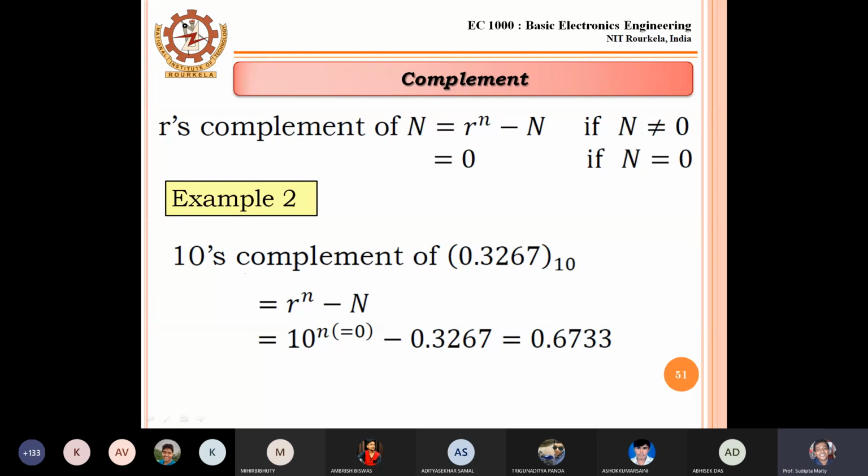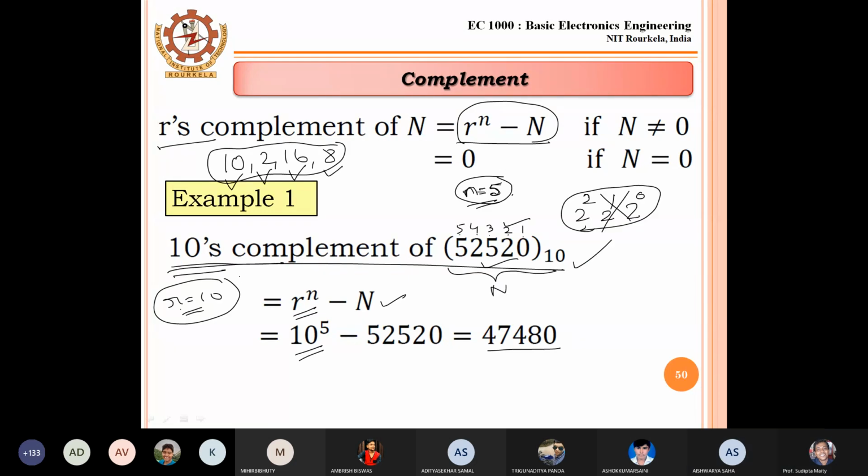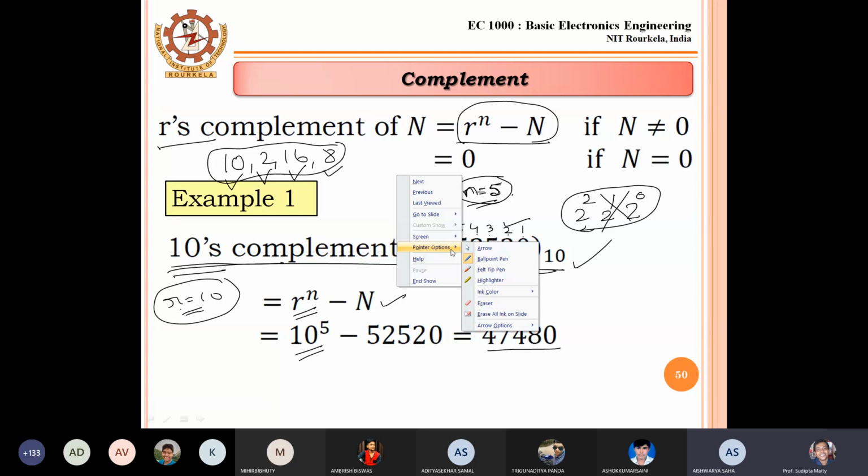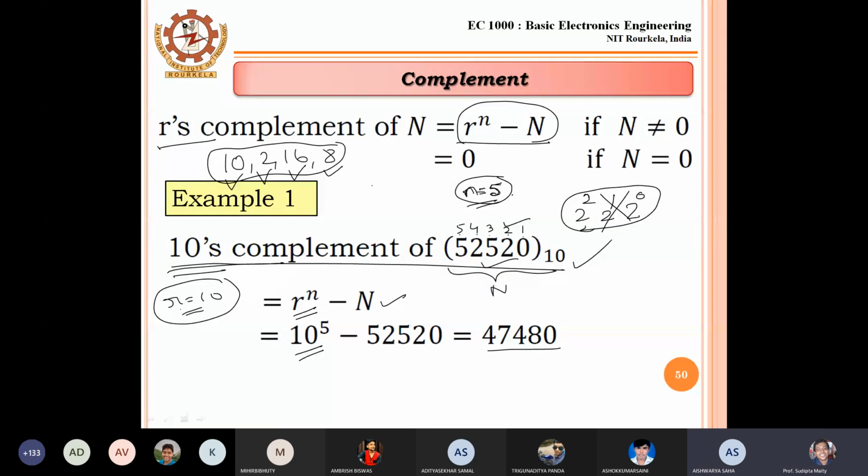Next example. Will you please repeat it? Which part are you facing issue with? Sir, the example 1 actually. I didn't get the point of R to the power n minus N. It is the formula. We have to follow the formula. We cannot derive that formula. It is the process by which we can find the R's complement of any number.